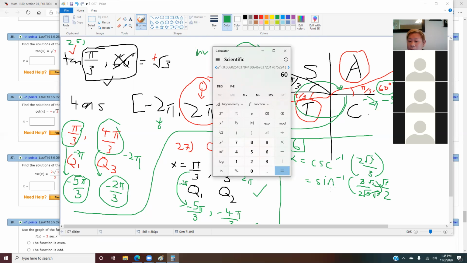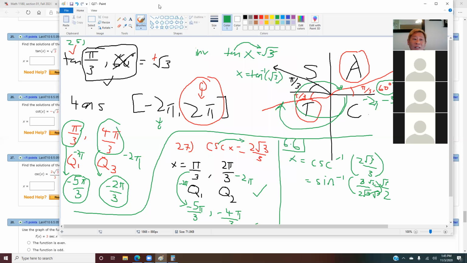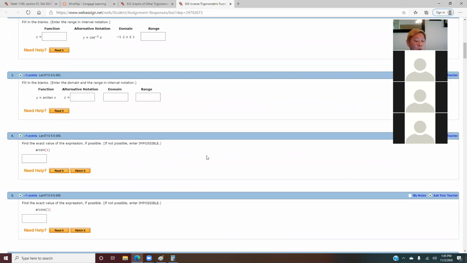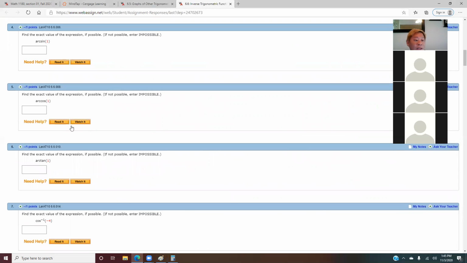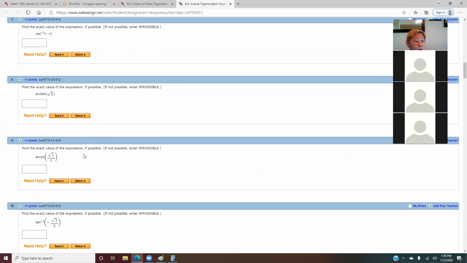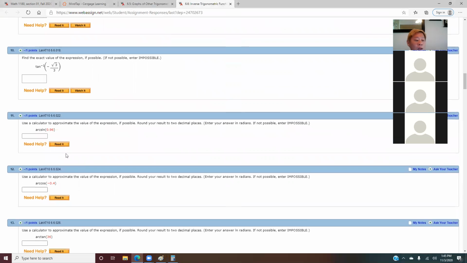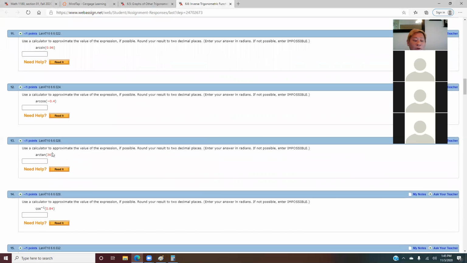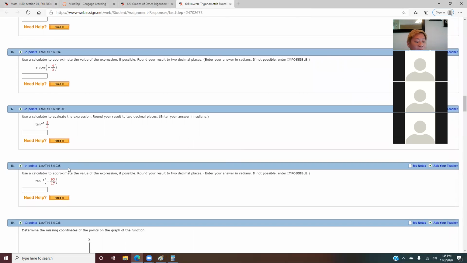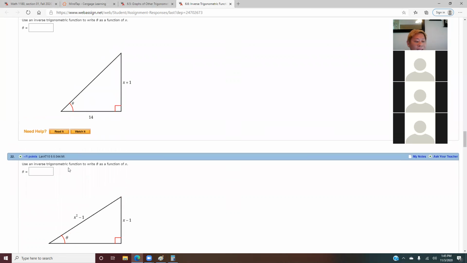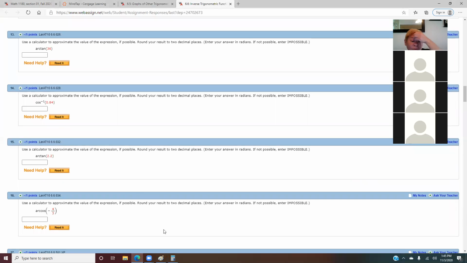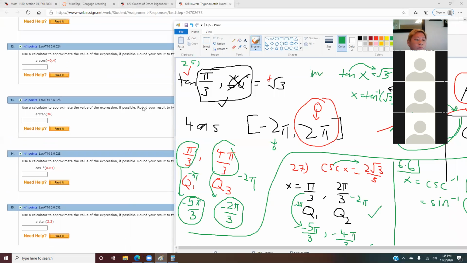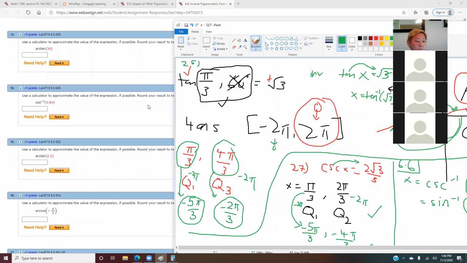So make sure, this is for when you do your 6.6 homework. When the question is asking you to do the arctangent using a calculator, like this one, this is easy because your calculator has arcsine, arccosine, and arctangent. But once you hit the secant, cosecant, cotangent, then you have to flip it around. You guys okay with this one? I think it should be good.